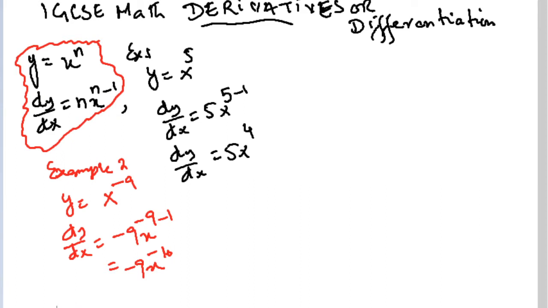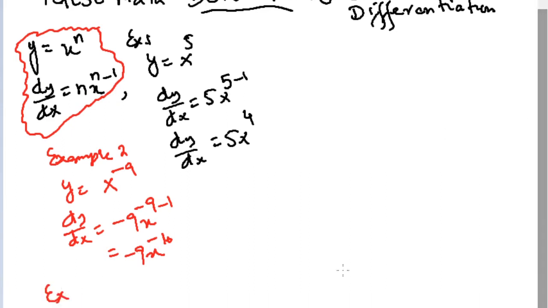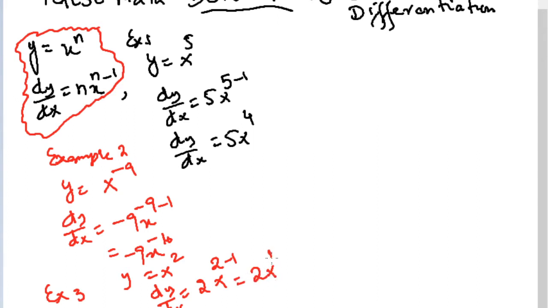Now I'm doing one more example. Example 3. Example 3 is y is equal to x power 2, so dy dx becomes 2 comes here and x power 2 minus 1, which is becoming what? It becomes 2x power 1. Now these three examples I did. The main theory is here, that's the main theory.